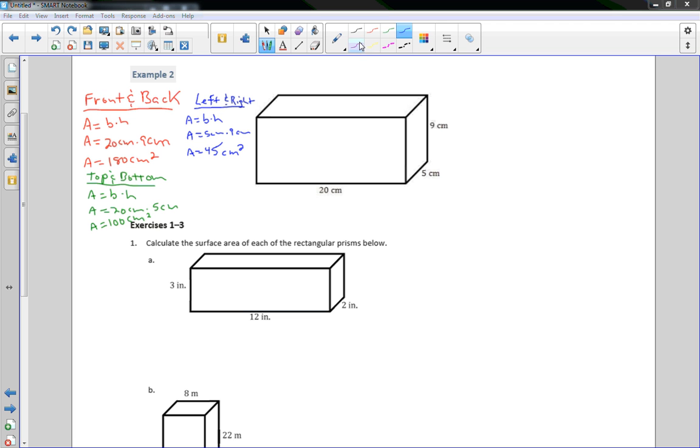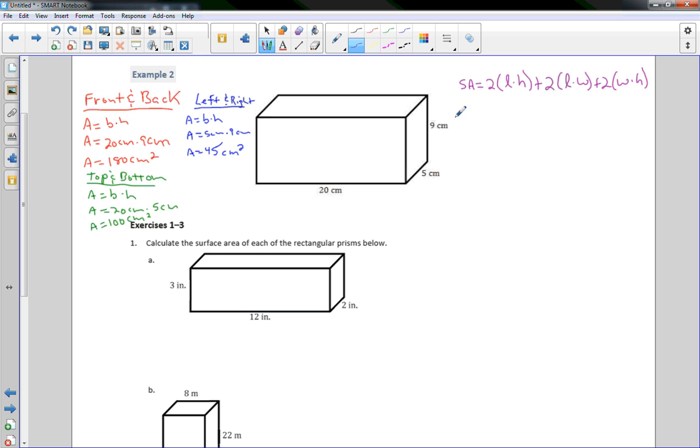So now we want to come up with an expression. I'm going to say the surface area equals 2 times length times width, or length times height, I guess in this case. Length times height plus 2 times, and now if I do the top, that's length times width, plus 2 times the width times height.